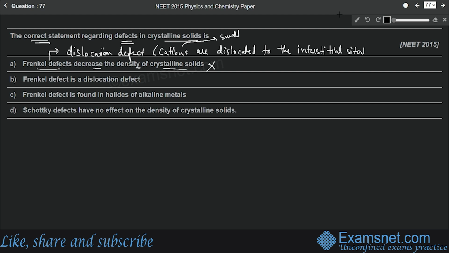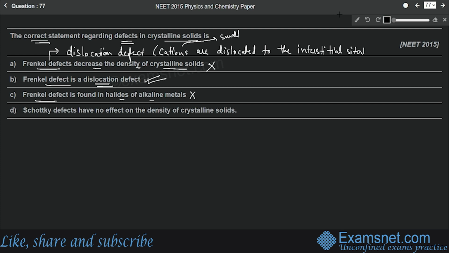Now the next statement says that Frenkel defect is a dislocation defect. Yes, we have already discussed. So this is a correct statement. The third statement says Frenkel defect is found in halides of alkaline metals. This is an incorrect statement because we have seen that in case of Frenkel defects, small cations are dislocated from their normal sites into the interstitial sites.